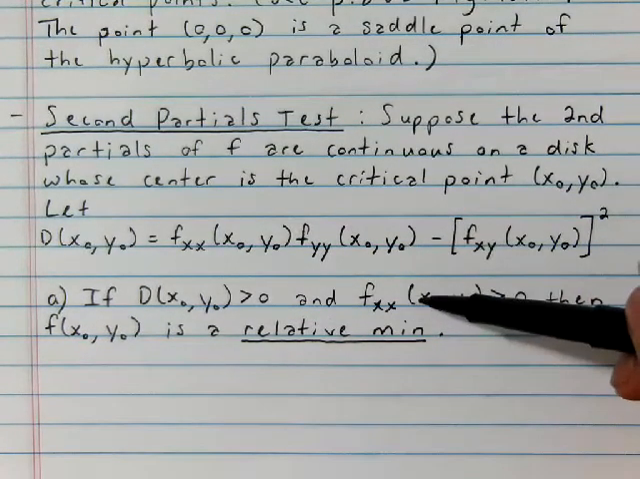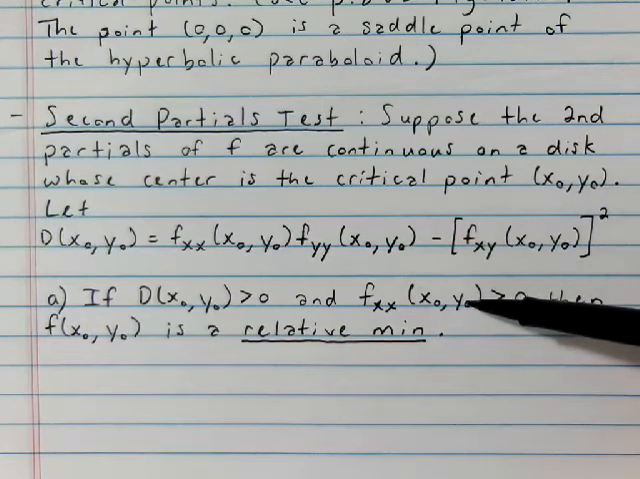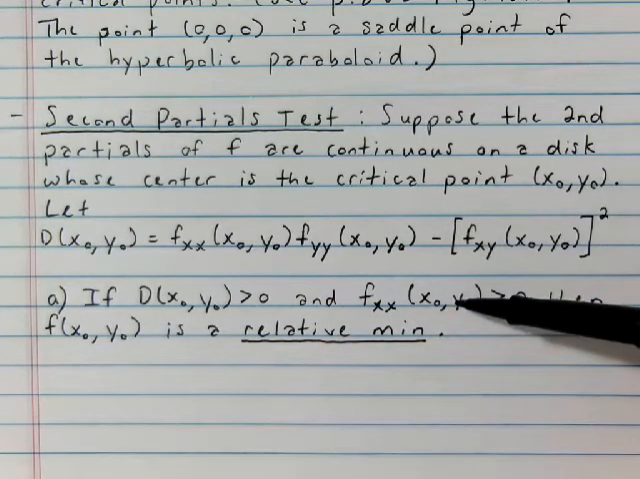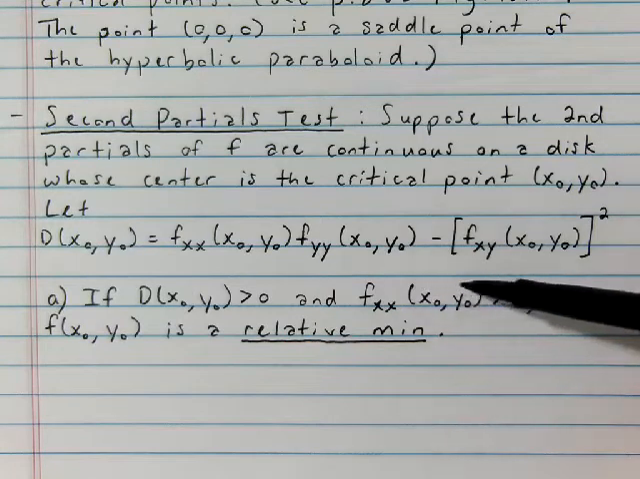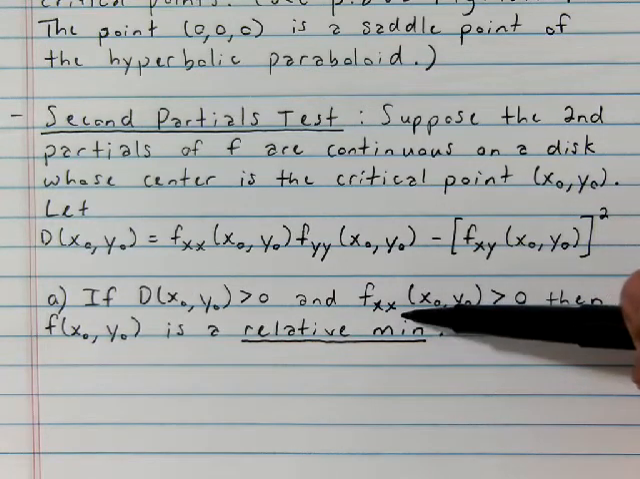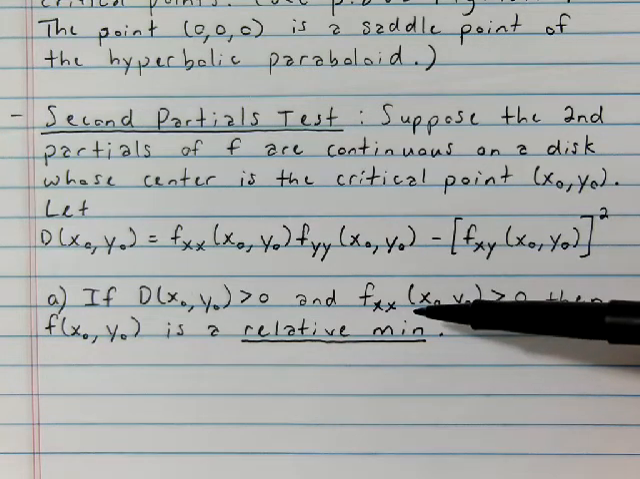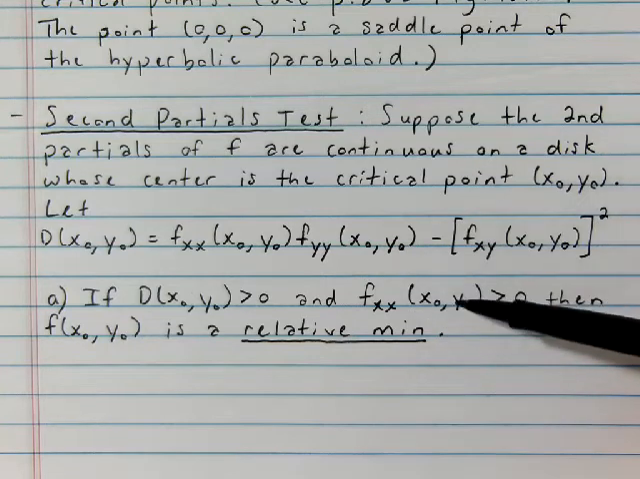This f sub xx at (x naught, y naught), if you want to, you can use f sub yy. Either one of those will work to tell you if this is greater than 0. Just use whichever of these is the easier function to deal with. So say, for instance, f sub xx ends up being 3x squared y times cosine of xy, whereas f sub yy is just, whatever, 4x. Then you would use f sub yy because it's easier to plug points into that than it is f sub xx.